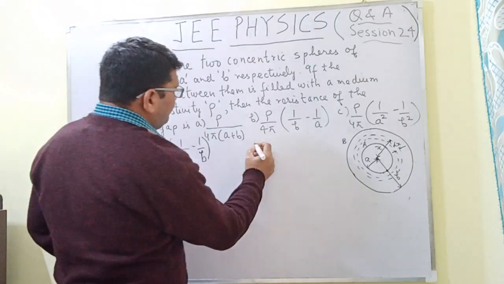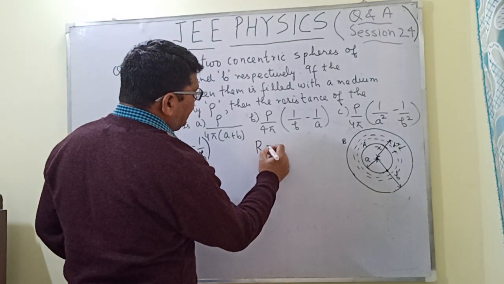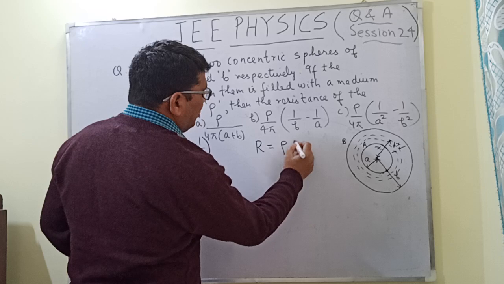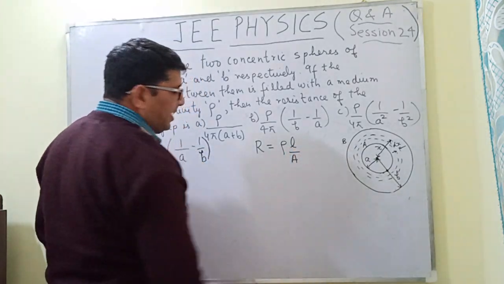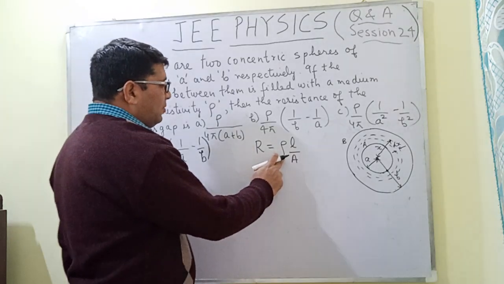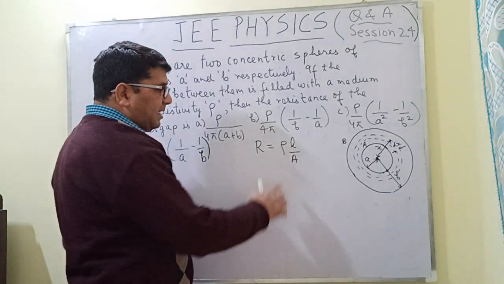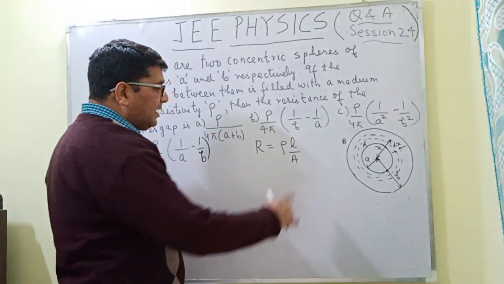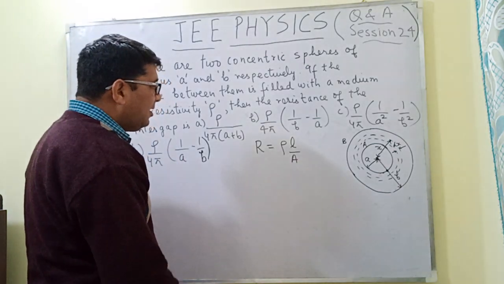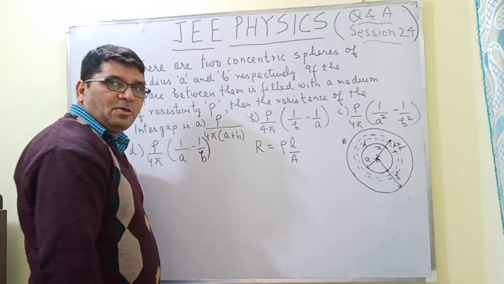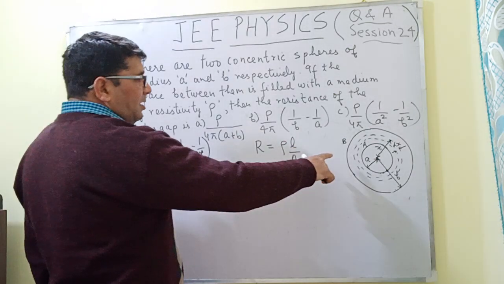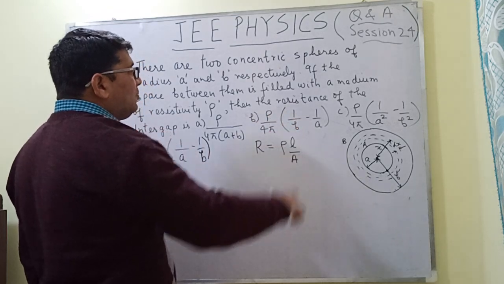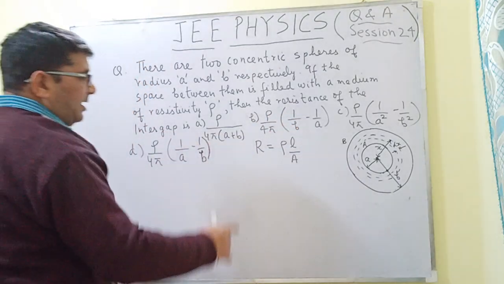So we know that the resistance is given by rho into L divided by A, where rho is the resistivity of the conductor, L is the length of the conductor, and A is the cross-sectional area. So using this relation or this equation, we will be solving this question in order to find the resistance of the intergap.